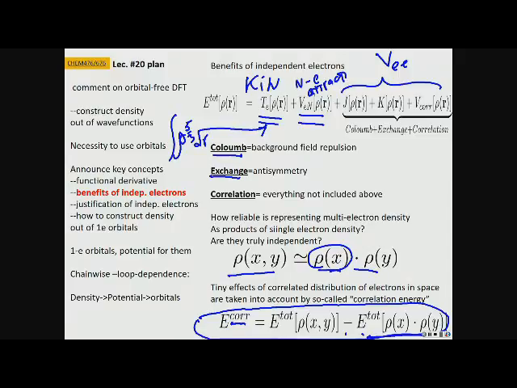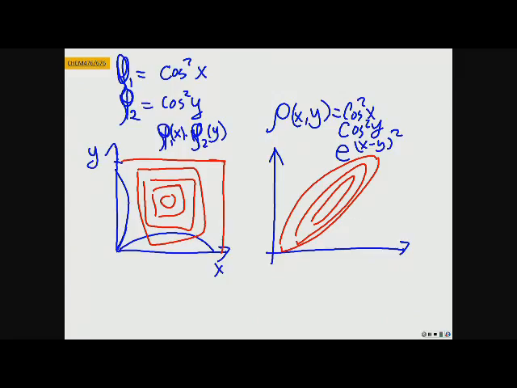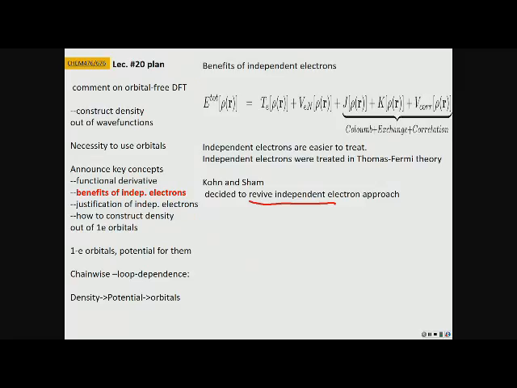Here is just a little comment on correlation. If we do not have correlation, then the product of two densities would give the density of two independent variables. But this is not always true. One can design some two-dimensional function which will differ from just the product of two components. But sometimes it is important.